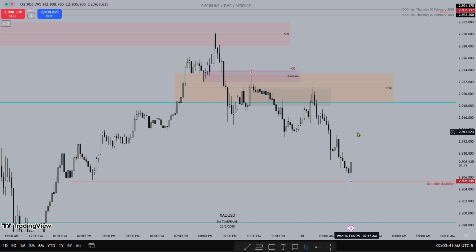Actually, I was on the 5-minute first, and then I saw the breaker and this inversion fair value gap here. And then when I went to the 15, I saw the inversion fair value gap. That's why I decided to enter here. But this was my real entry.